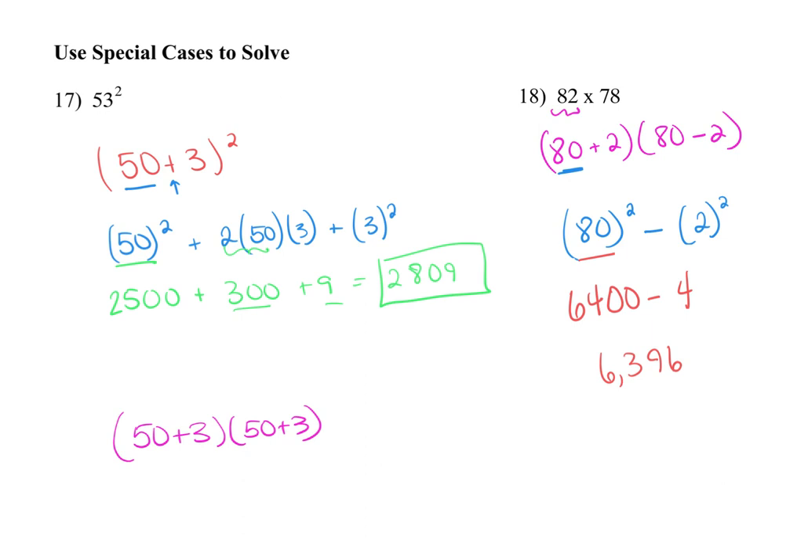That's where the special case is created. I have the same 2 numbers, plus and minus. My first one multiplies by itself. That's that first one squared. My last one multiplies by itself. That's that last one squared. And my middle 2 terms cancel each other out. That is the special case here. Okay?